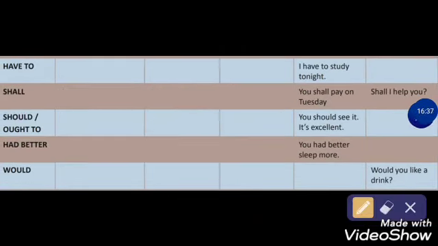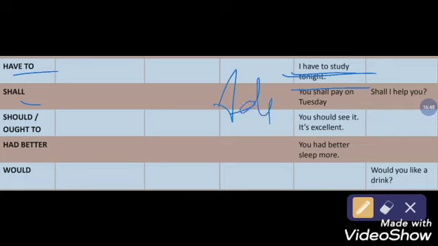Next words are have to. It is only used for obligation. Okay, I have to study tonight. Next word is shall. It is used for advice as well as offer. You shall pay on Tuesday. And in way of advice, shall I help you? Offer. Shall I help you?